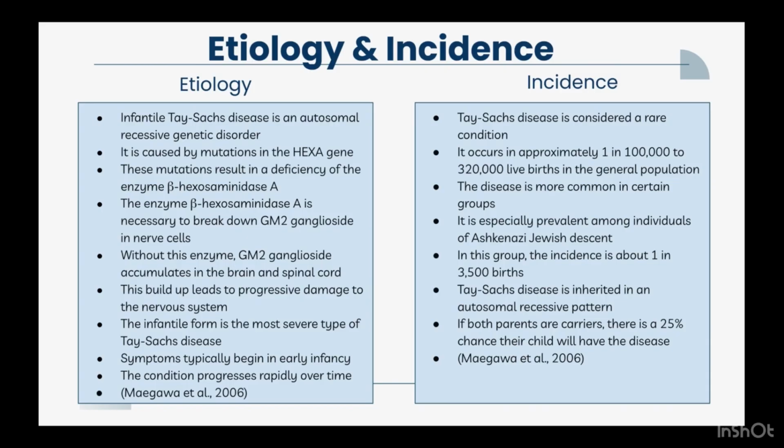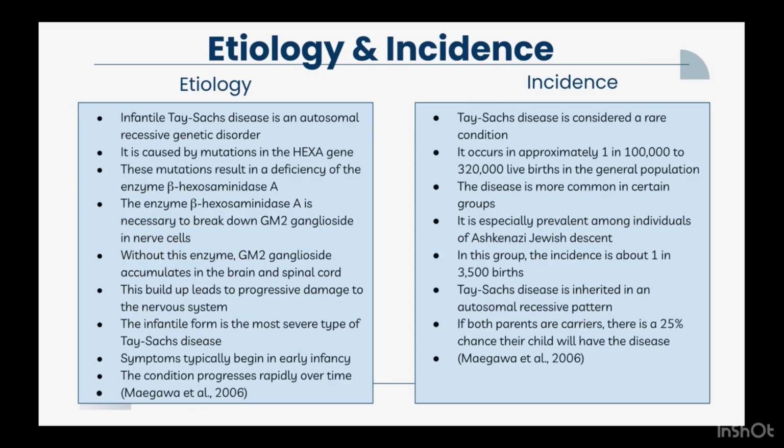The infantile form of Tay Sachs disease is the most severe and the most common type. The symptoms usually begin in early infancy, often within the first few months of life, and the disease progresses really fast and leads to significant neurological decline.